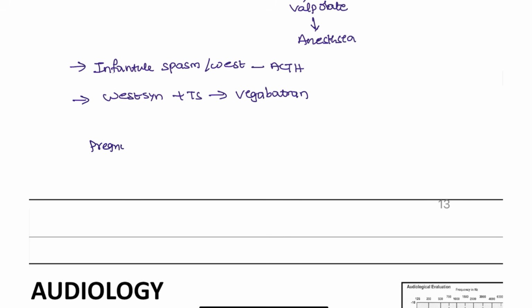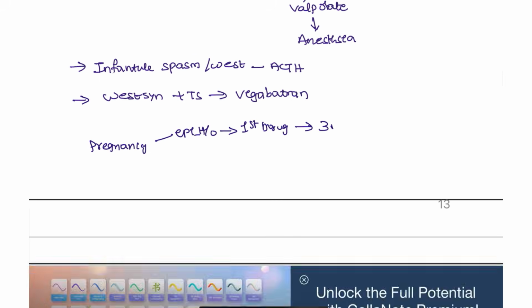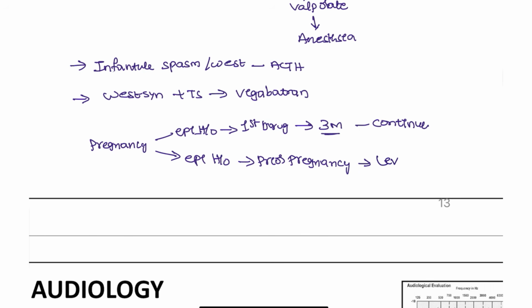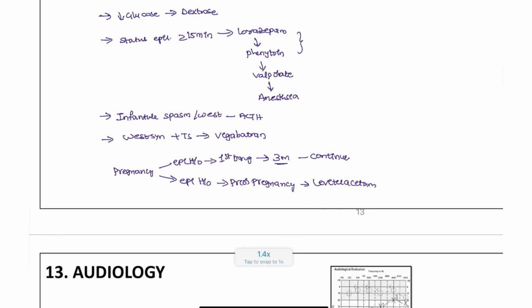Pregnancy patients. For example, the patient has a history of epilepsy and is on a drug, but unfortunately she came after 3 months of pregnancy. So continue the same drug, whatever the drug is. But if the patient comes with epilepsy history prior to the pregnancy, we can start the patient on levetiracetam. Levetiracetam is given for pregnancy safety.